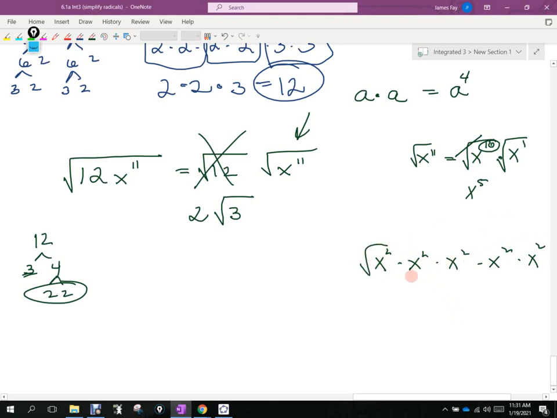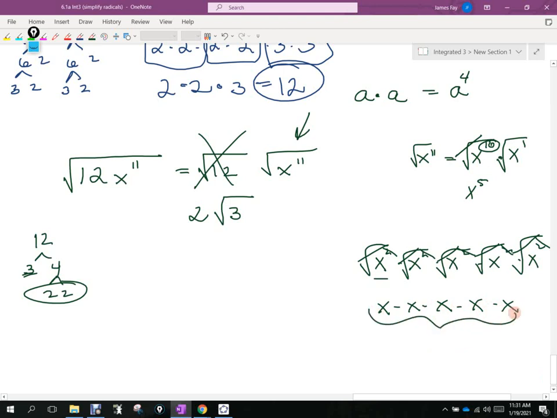If I put them all underneath the radical, doesn't that cancel, cancel, cancel, cancel, cancel? And you're left with just the radicand of x times x times x times x times x. How many x's do you have there? 5 of them. It's repetitive multiplication, so we use powers. So x to the 10th underneath the radical is x to the 5th. That comes out front with your 2.